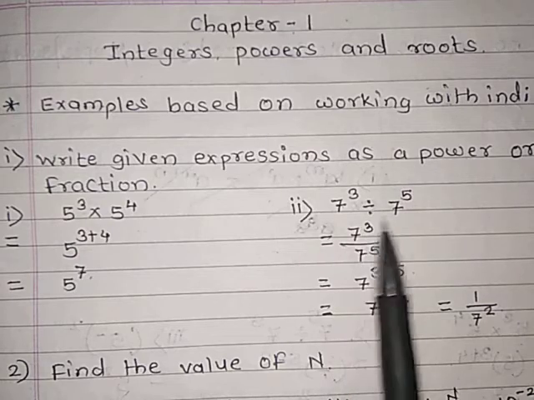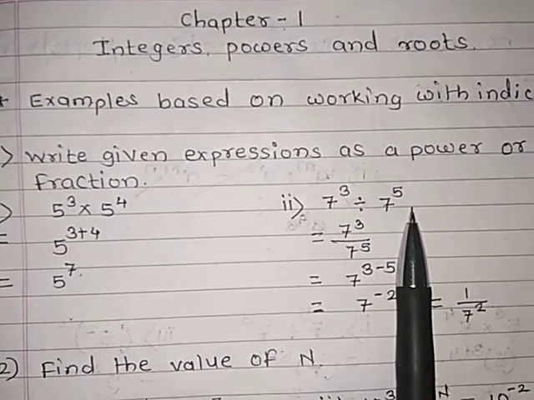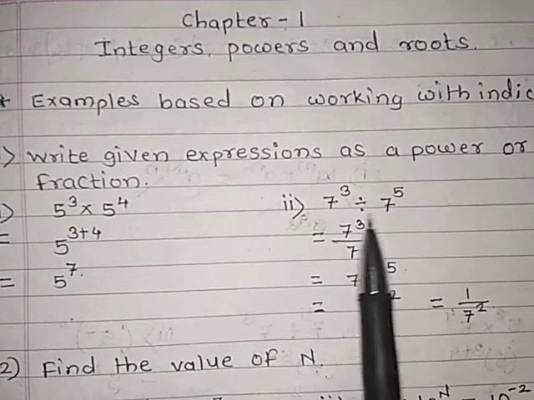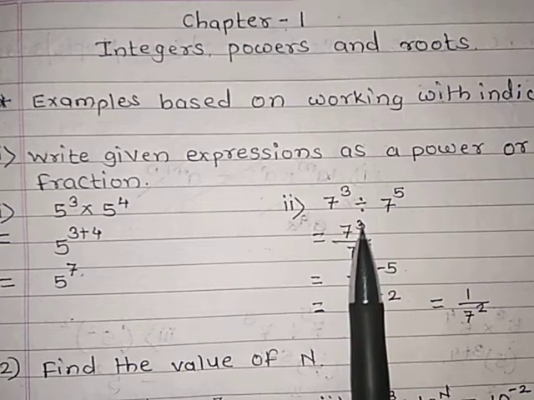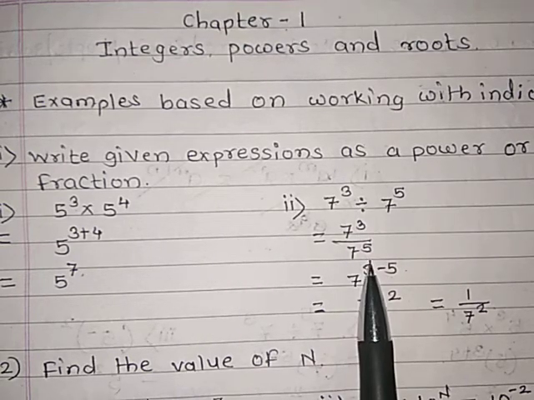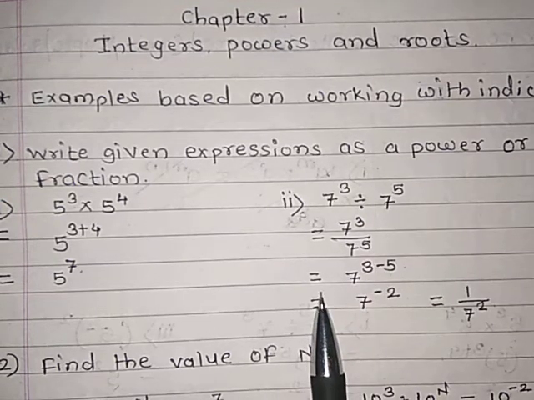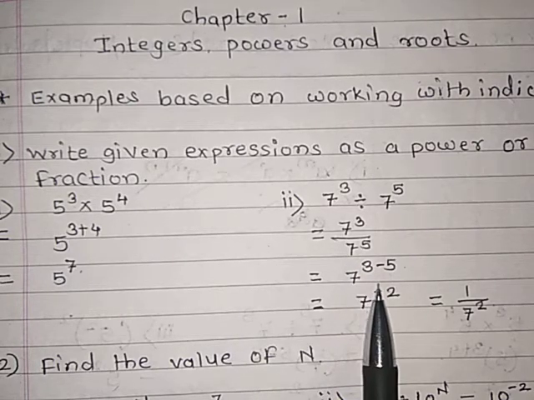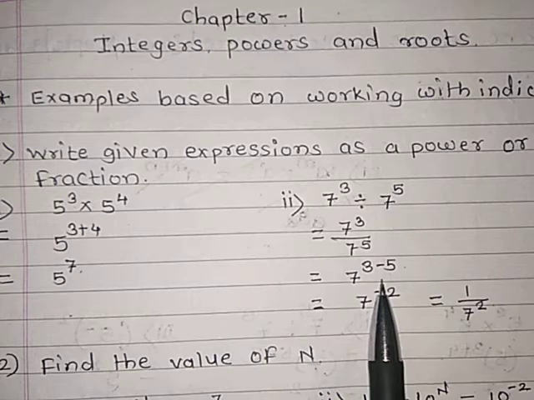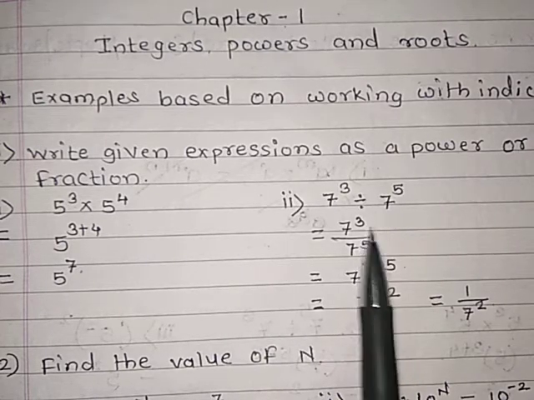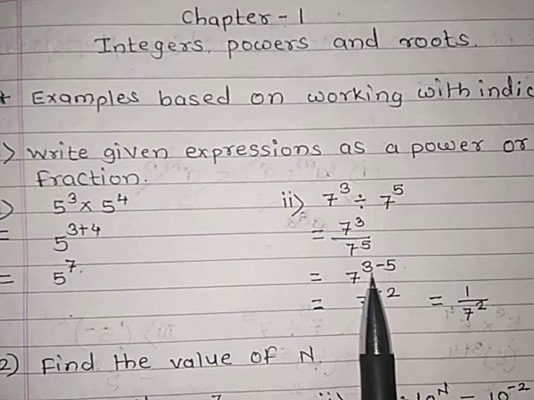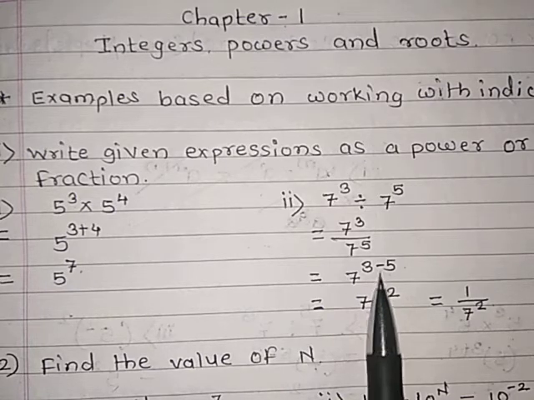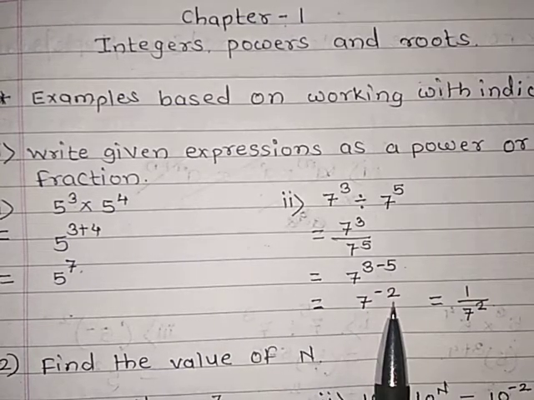7 cube divided by 7 raised to 5. See here, a division sign is there in between 7 raised to 3 and 7 raised to 5. So when there is a division sign, we can write this as 7 cube divided by 7 raised to 5. Okay. Now, which is equal to, when a division sign is there, we have to subtract. 7 cube minus, this 5 will be in the numerator, so it will be 7 raised to 3 minus 5. Okay, which is equal to 7 raised to minus 2.